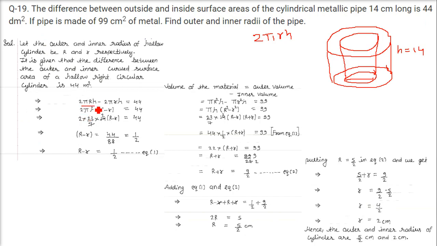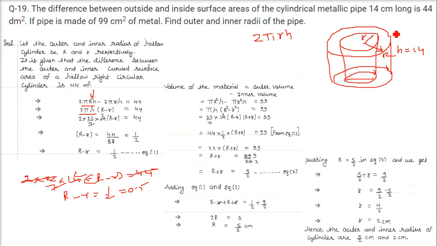That means 2 pi RH, let us take the capital R, that is the outside radius, as capital R and inside radius as small r. So 2 pi RH, which is the outer curved surface area, minus the inner curved surface area, is given as 44. Now 2 pi h take common, R minus r. Let me do it for you: 2 into 22 by 7, the height is given as 14, and then R minus r is equal to 44. This is 44, this is 7 to the 14. So R minus r is half, or you can say 0.5.